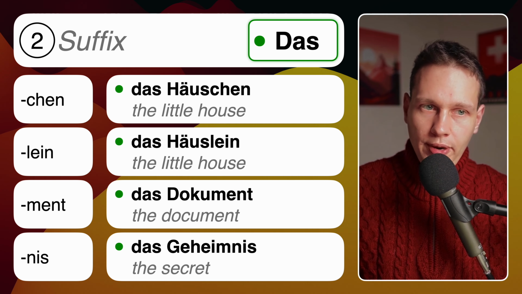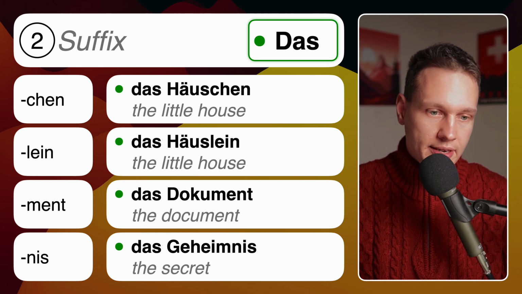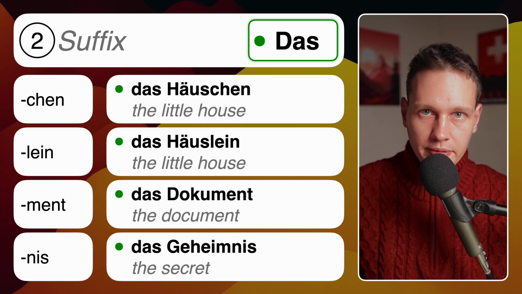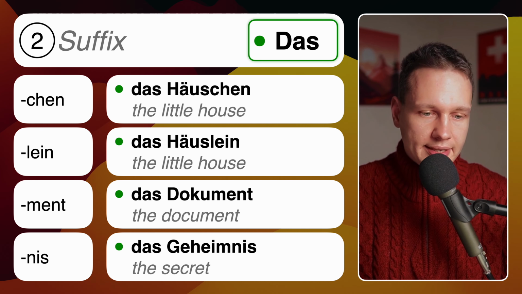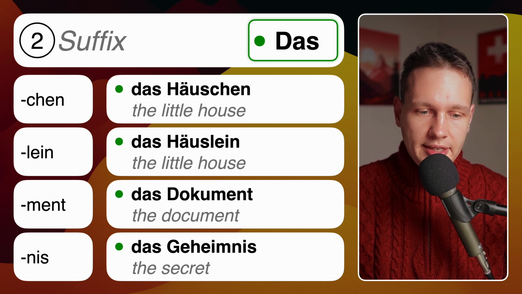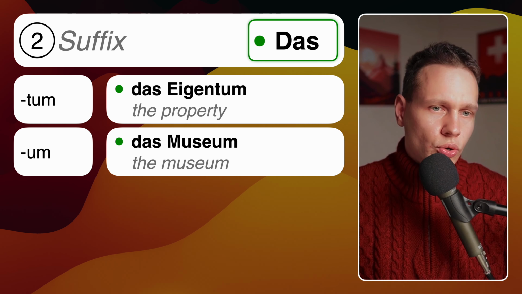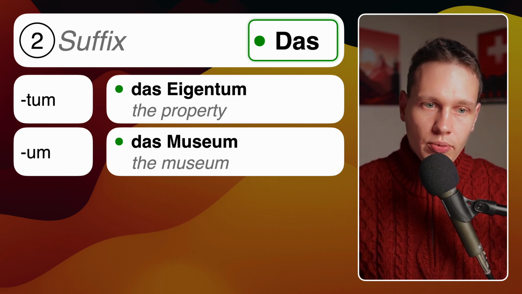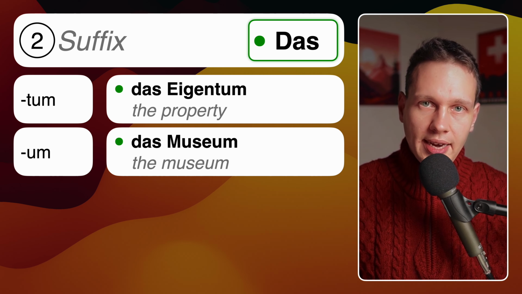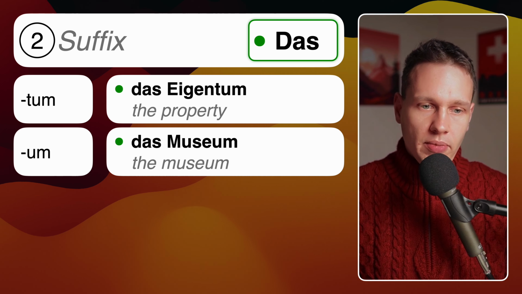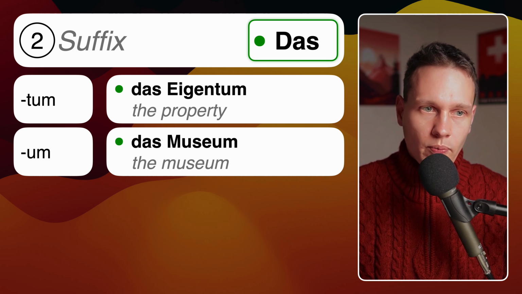And then we have some more neuter suffixes, which is, for example, ment, like das Dokument, the document. And then nis, das Geheimnis, the secret. And just two more, tum, like das Eigentum, which means the property. And um, like das Museum, the museum.